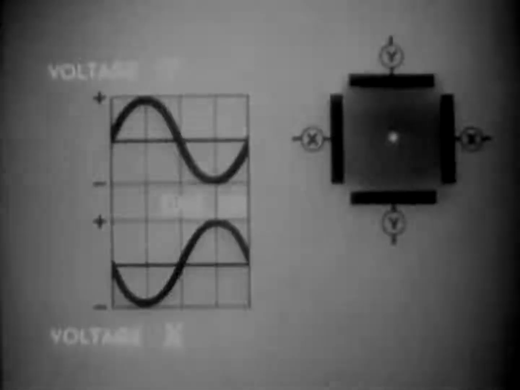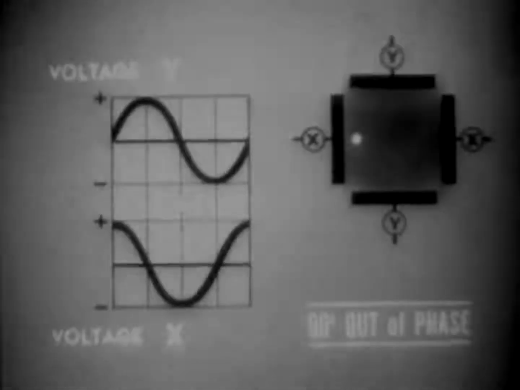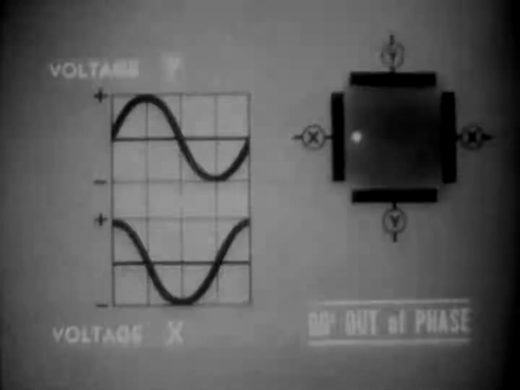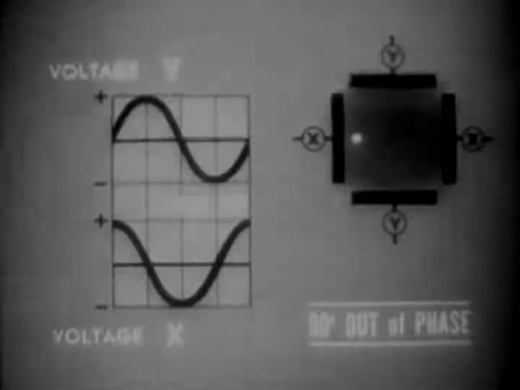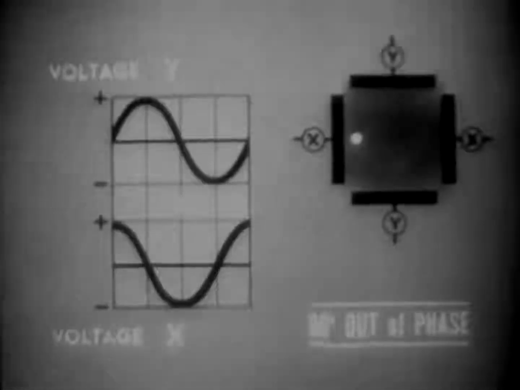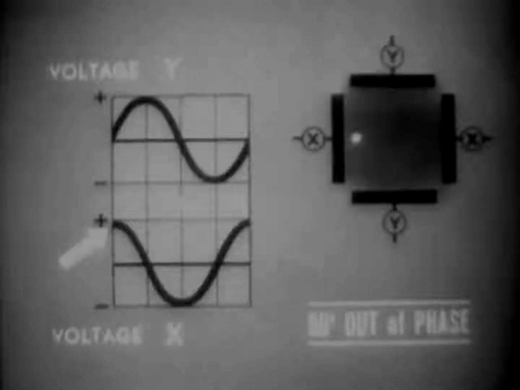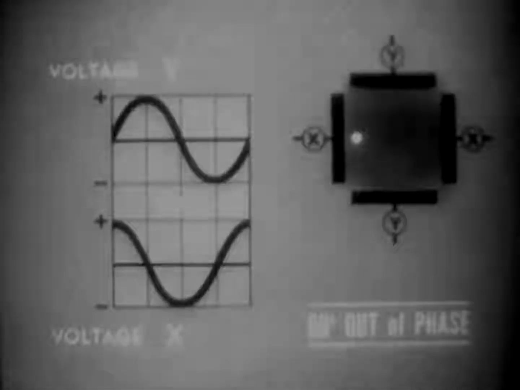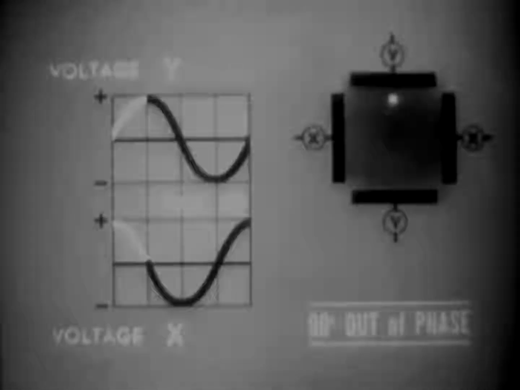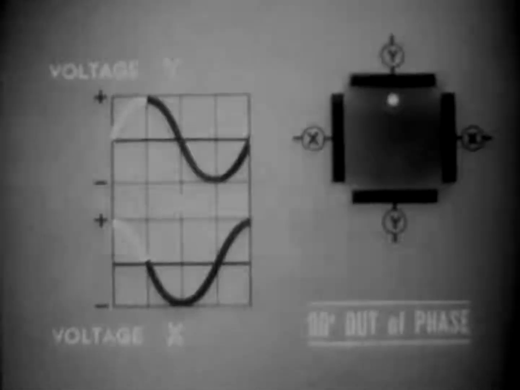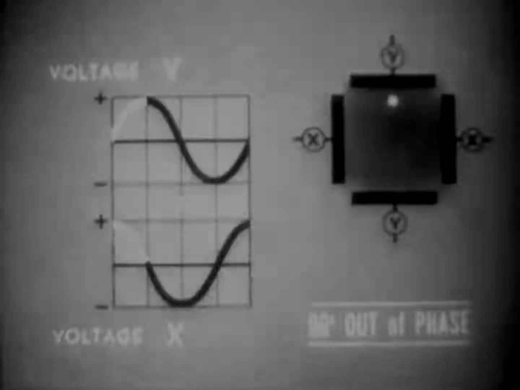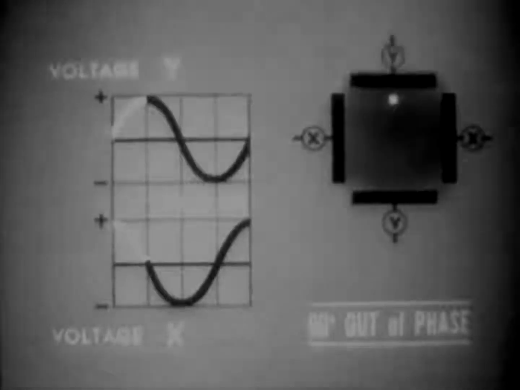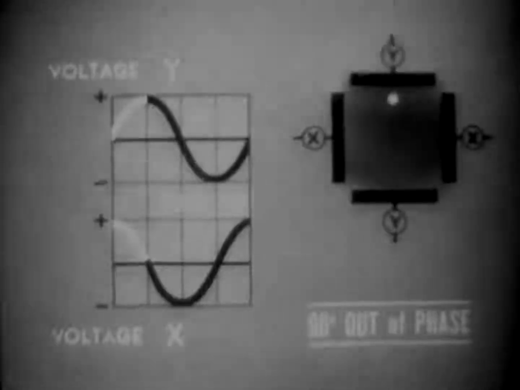Suppose that the phase shift was only half as much, 90 degrees instead of 180 degrees. Notice now that at the starting point of the cycle, the beam is already at its maximum left position. That's because voltage X is already at its peak, while voltage Y is at zero. A quarter of a cycle later, voltage Y reaches its peak and voltage X is at zero. The beam has moved through a circular path to its maximum upward deflection. As the cycle continues, the beam continues on its curved path, forming a circle.